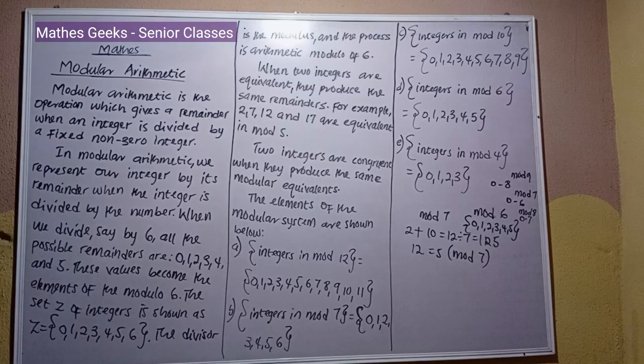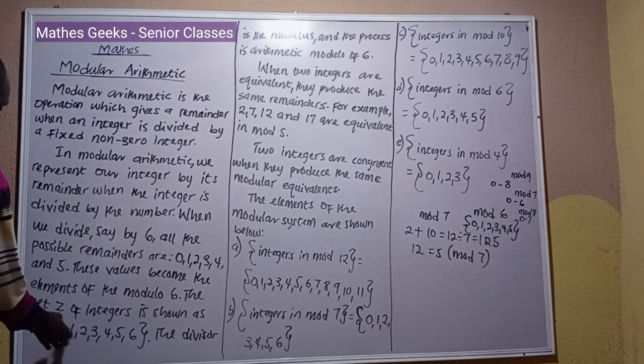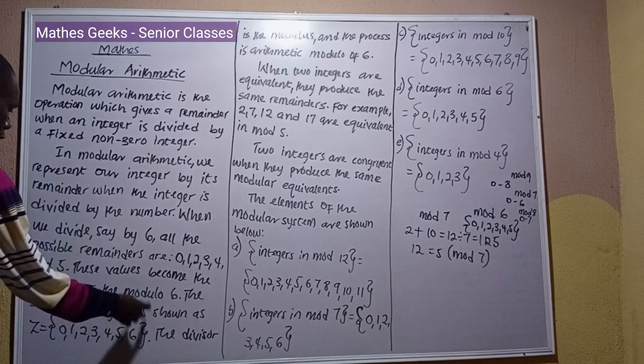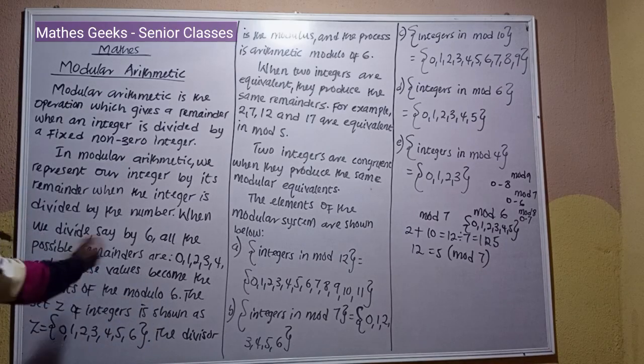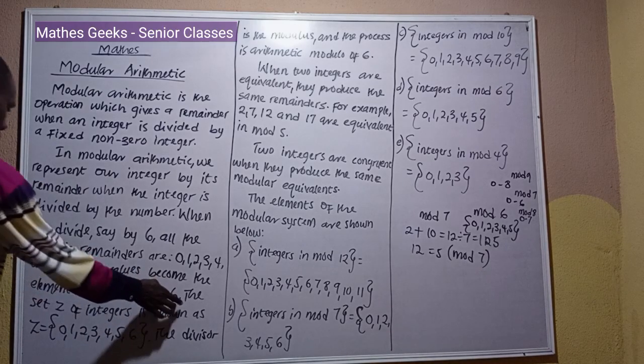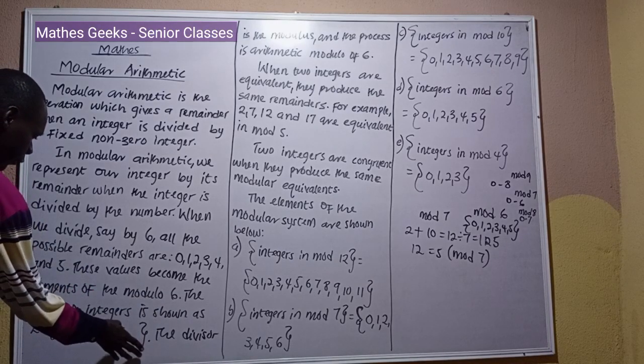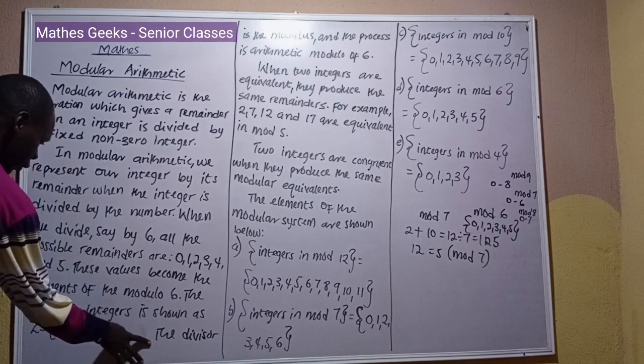When we divide by 6, all the possible remainders are 0, 1, 2, 3, 4, and 5. These values become the elements of modulo 6. The set Z of integers has the elements 0, 1, 2, 3, 4, 5. These elements are the remainders when 6 is the divisor. When a number is divided by 6, these are the possible remainders. We are not supposed to have 6 here, so it's 5.